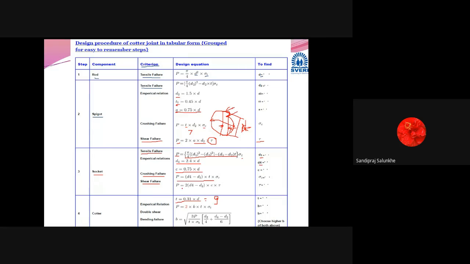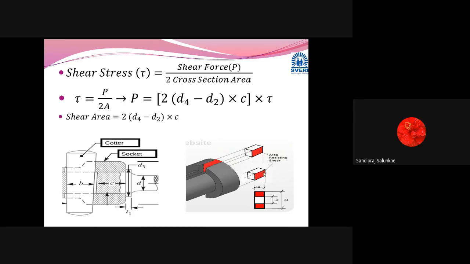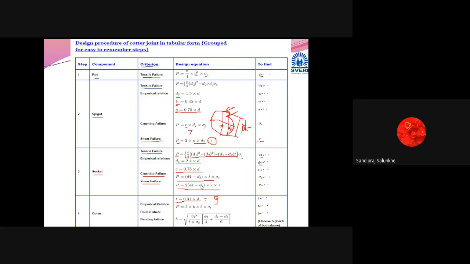So shear stress, when we are going to consider the failure criteria, then force is equal to area multiplied by stress. So which area will get sheared out? That area we have seen in the slide here. This area will get sheared out. How much will this area be? This D4 minus D2, that means length multiplied by width. Width is C. So D4 minus D2 multiplied by C. And as the double shearing is occurring from both sides, that's why we have used 2. Multiplied by design shear stress.